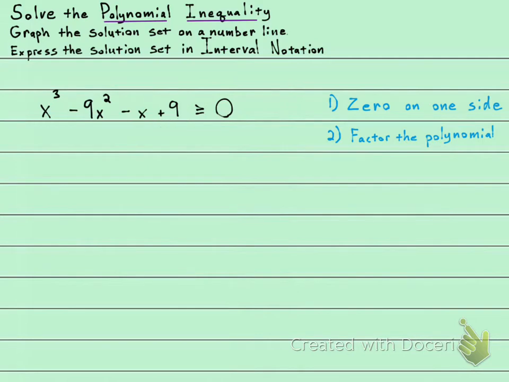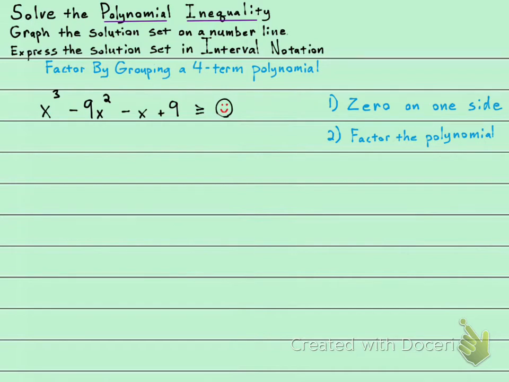First thing we need to do is make sure we have a 0 on one side, and we do. Smiley face. And then we need to factor the polynomial. So you have to remember how to factor a 4-term polynomial. And this one here is set up to factor nicely.